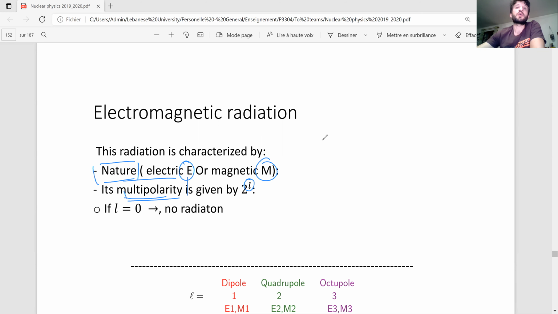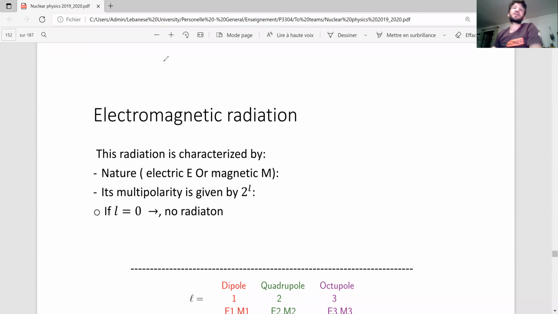For each transition, we have two possibilities. We have, for example, for L equals 1, the possibility to have an electric dipole transition E1, or we can have a magnetic dipole transition M1. For L equals 2, we have electric quadrupole transition E2 or magnetic quadrupole transition M2 and so on. So this is about the nature and the definition of any transition. We have to find its multipolarity and the nature.